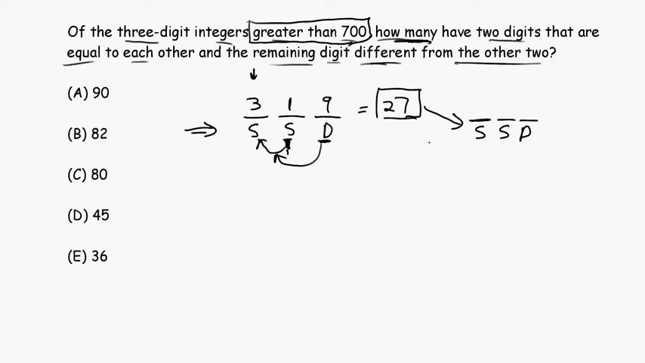So this moves us into step 4, figuring out how many different types of three-digit integers greater than 700 we can have where two are the same and one is different. For example, I have this one possibility, but I could also have SDS, same, different, same. That's another possibility. And the final possibility is different, same, same. So three possibilities.